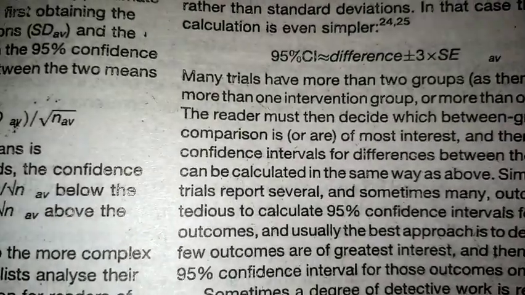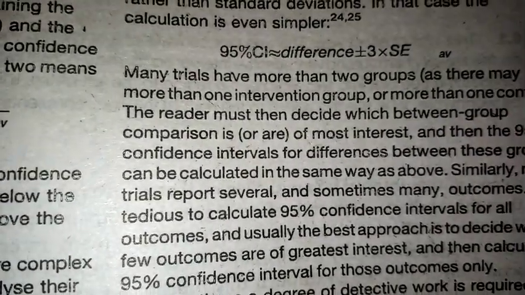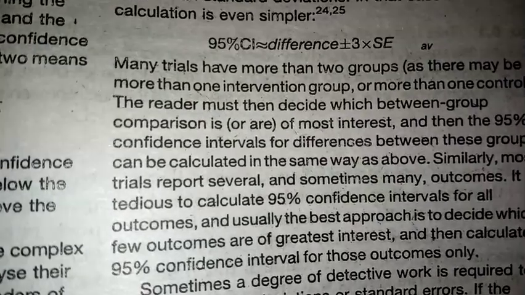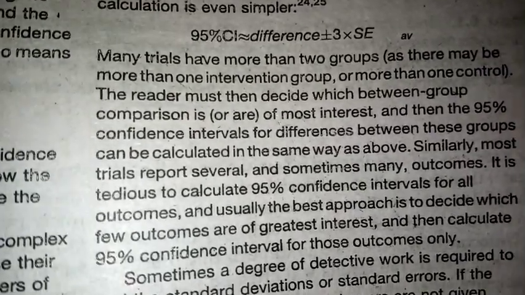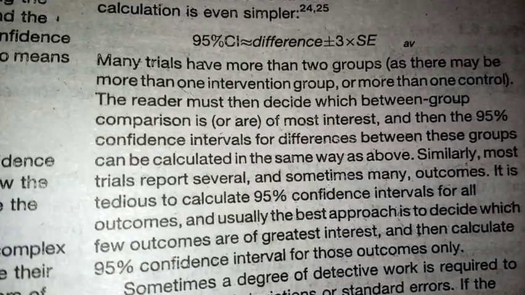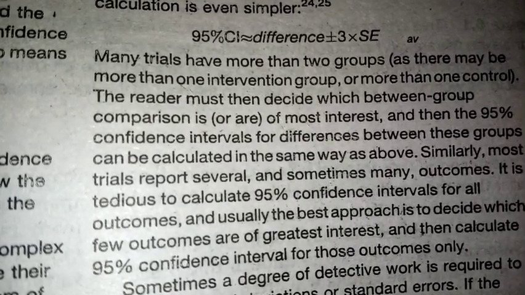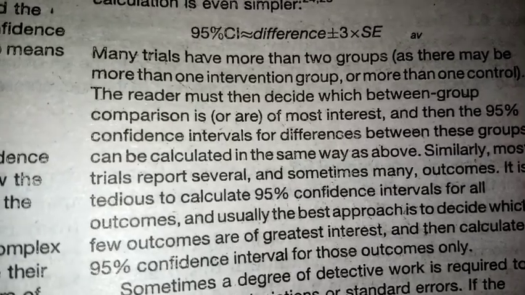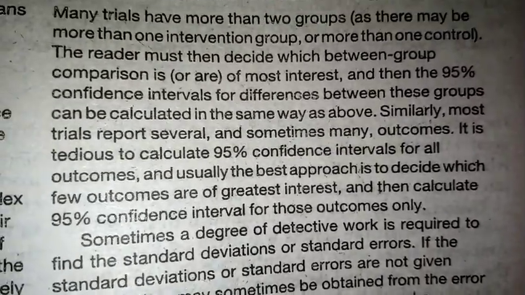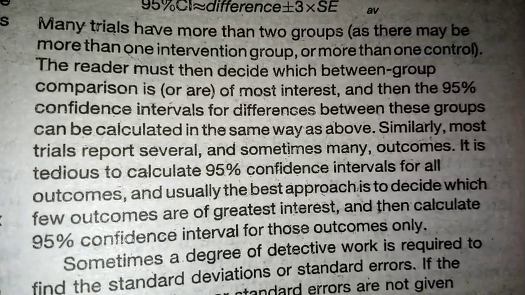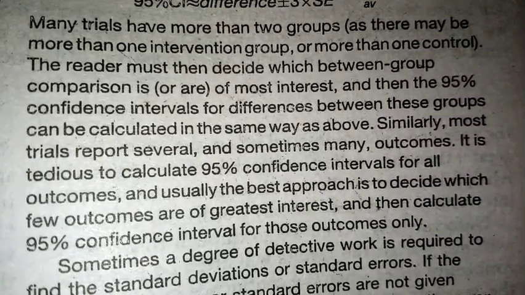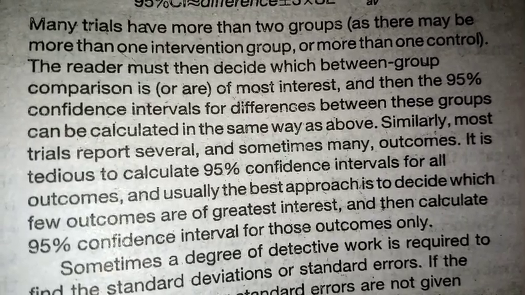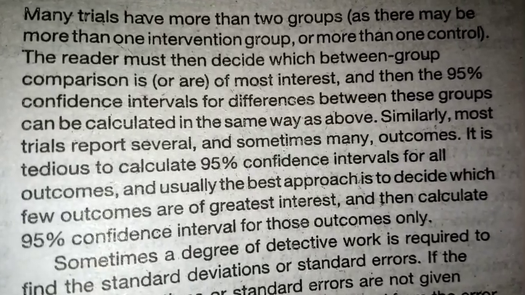Many trials have more than two groups, as there may be more than one intervention group or more than one control. The reader must then decide which between-group comparison or comparisons are of most interest, and then the 95% confidence intervals for the difference between these groups can be calculated in the same way as above.